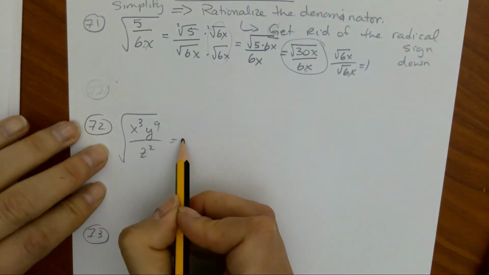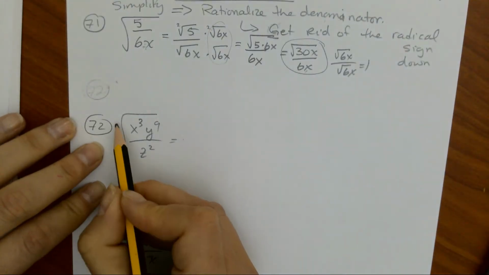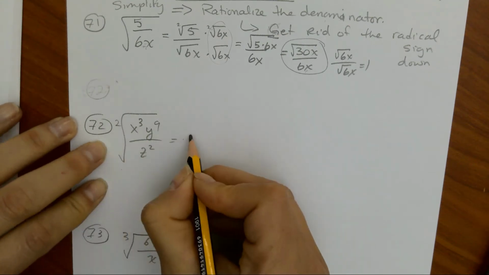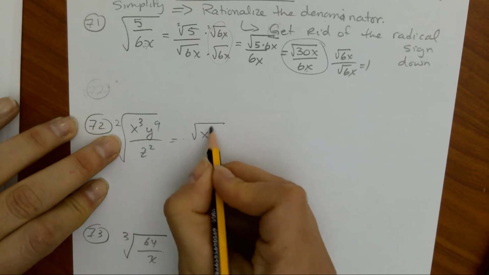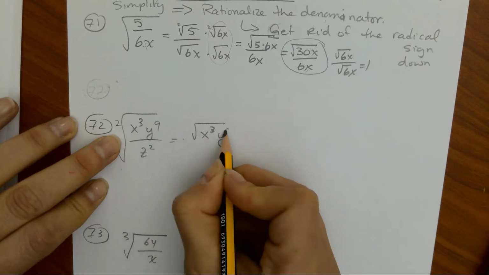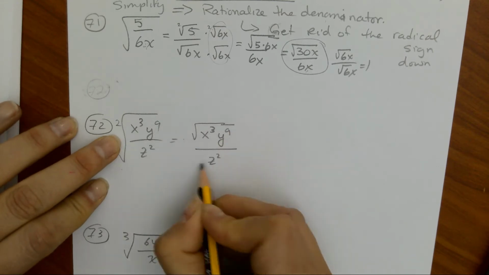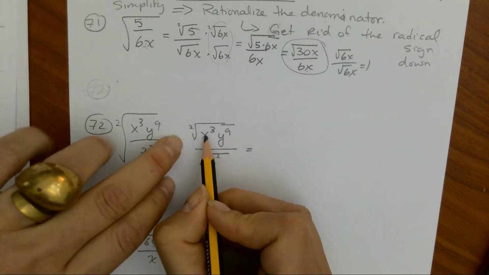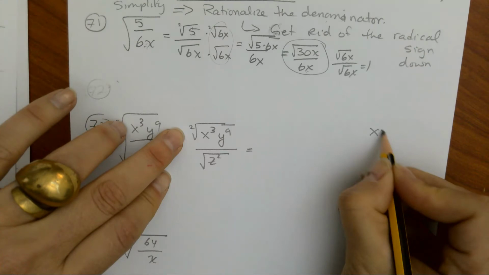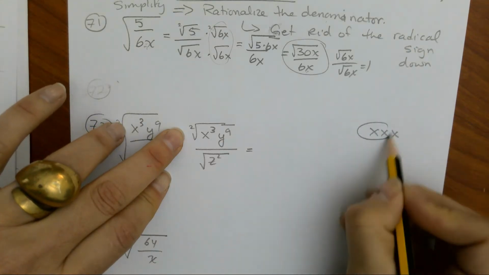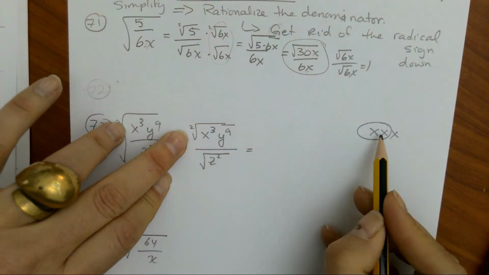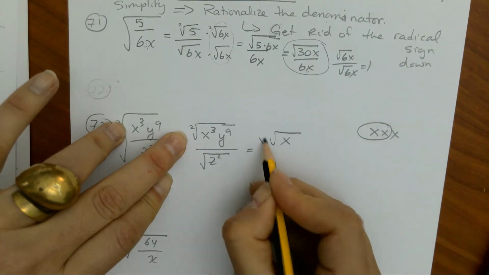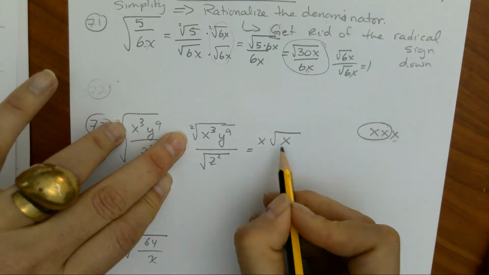Simplify the expression. This has no number here, so really there's a 2. So I'm going to separate the top and the bottom. Like this. Now because there's a 2 here, I need groups of 2 to be able to take things out. So I can take out one group of x's, but one x has to stay underneath.